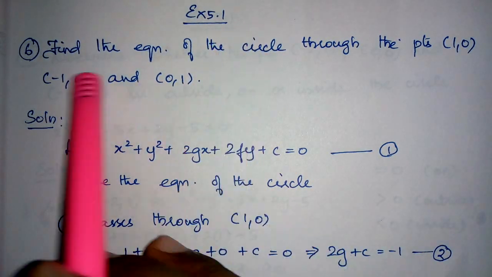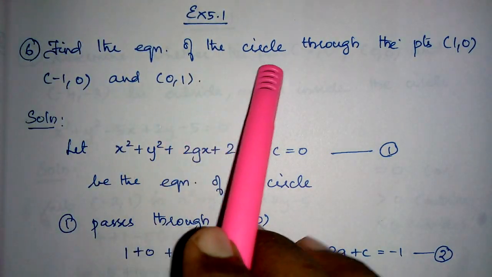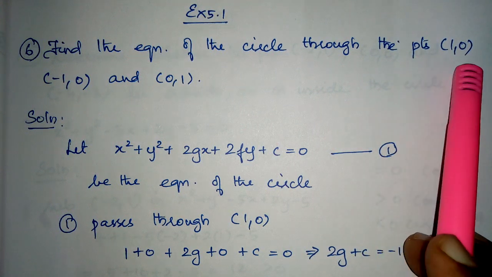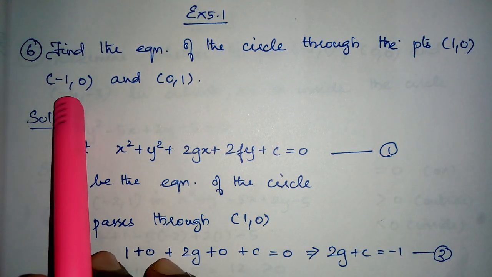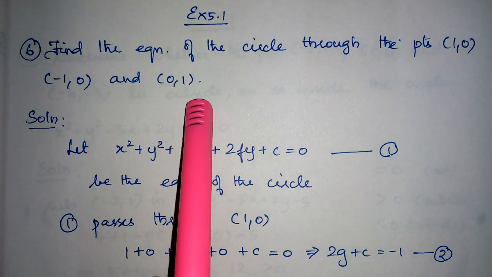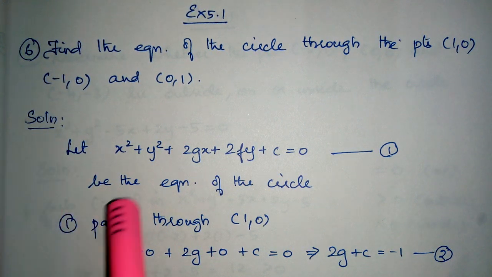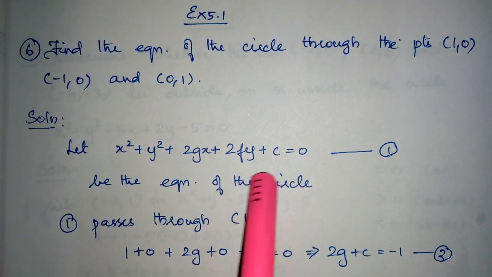Exercise 5.1, question number 6. Find the equation of the circle through the points (1, 0), (-1, 0) and (0, 1). Right? Now the solution. Take this as the equation of the circle.